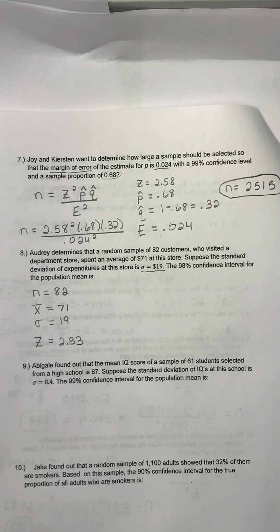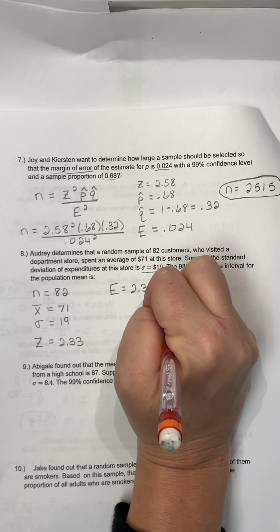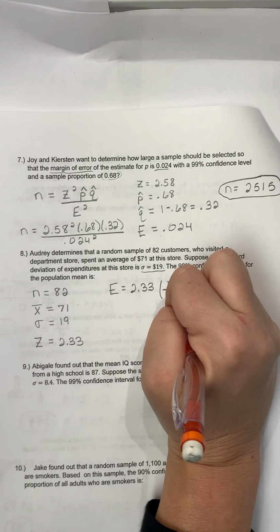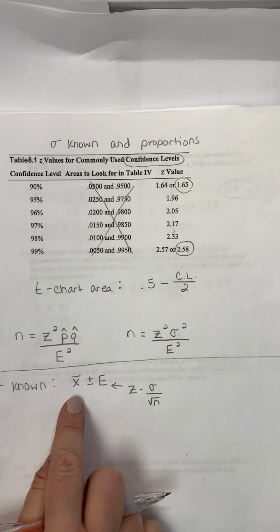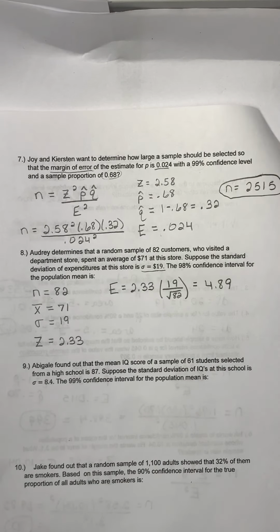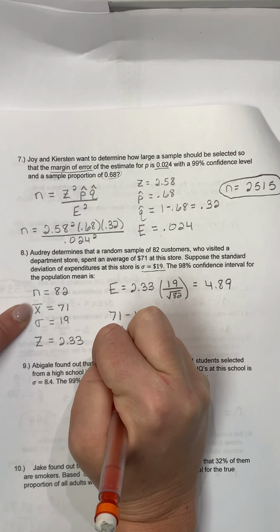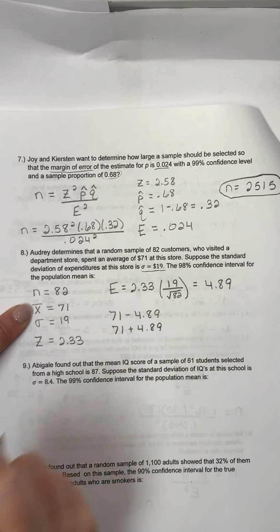Okay, so E is Z times sigma over the square root of N. Put that in my calculator and I come up with 4.89. Then I take X bar minus that and X bar plus that, and that gives me my interval. So I'm going to have 71, that's my X bar, minus 4.89, and 71 plus 4.89.